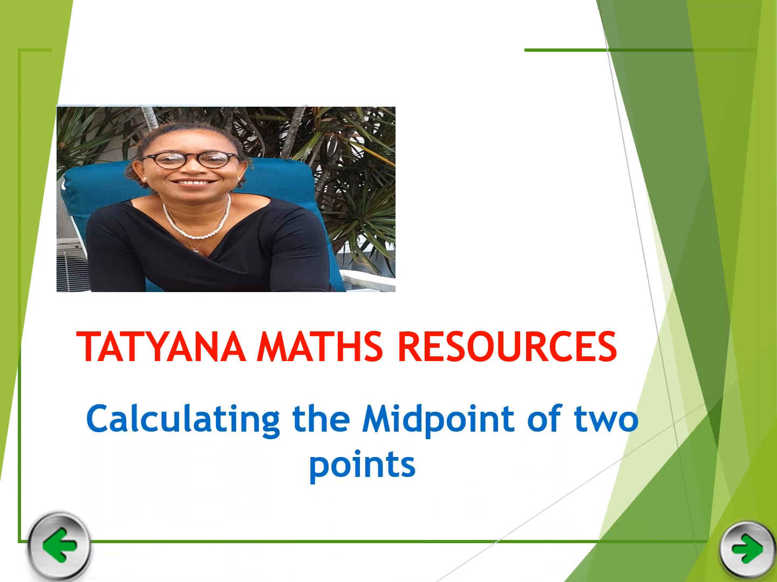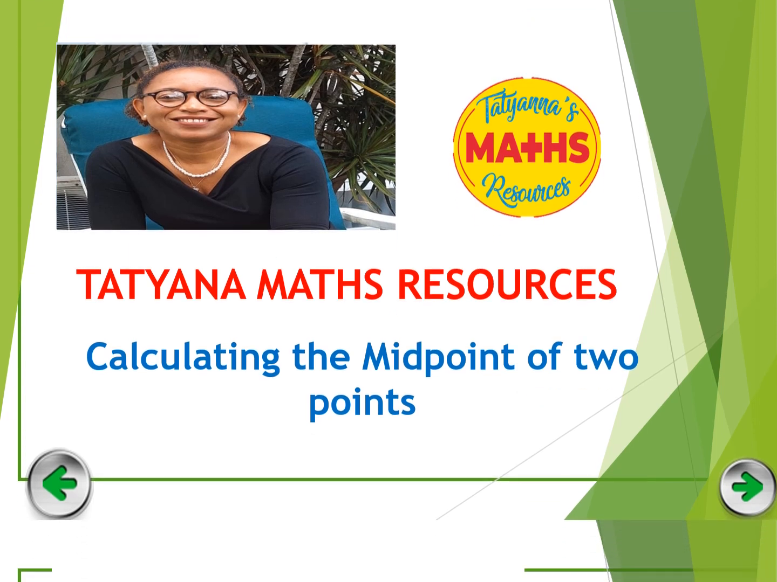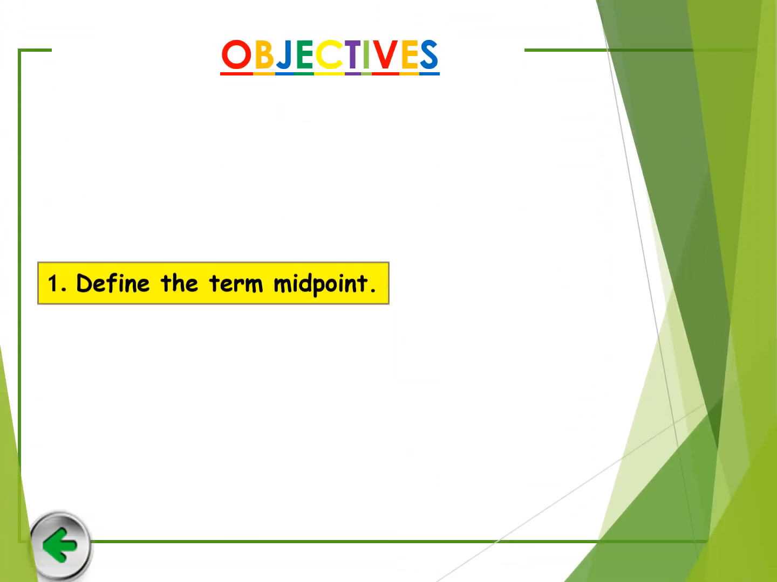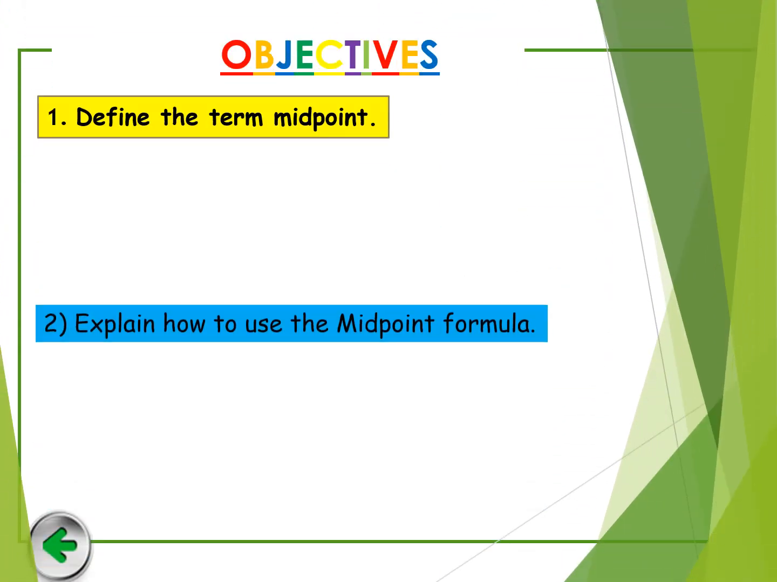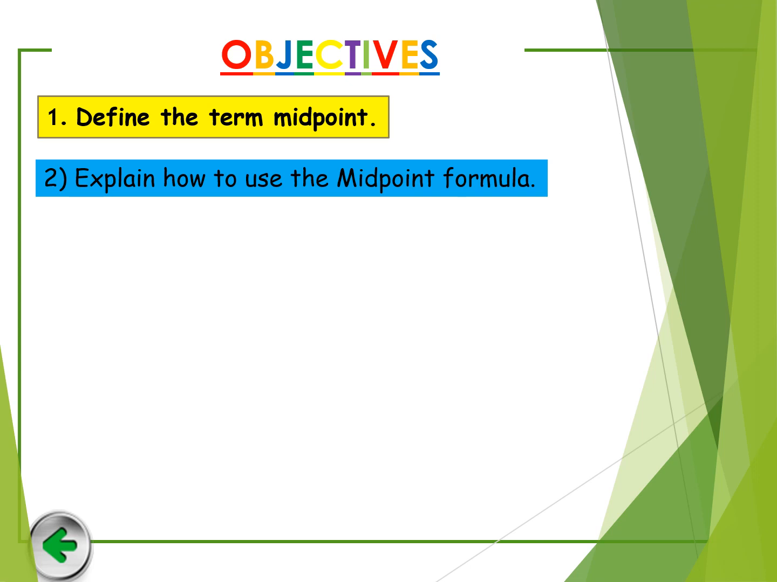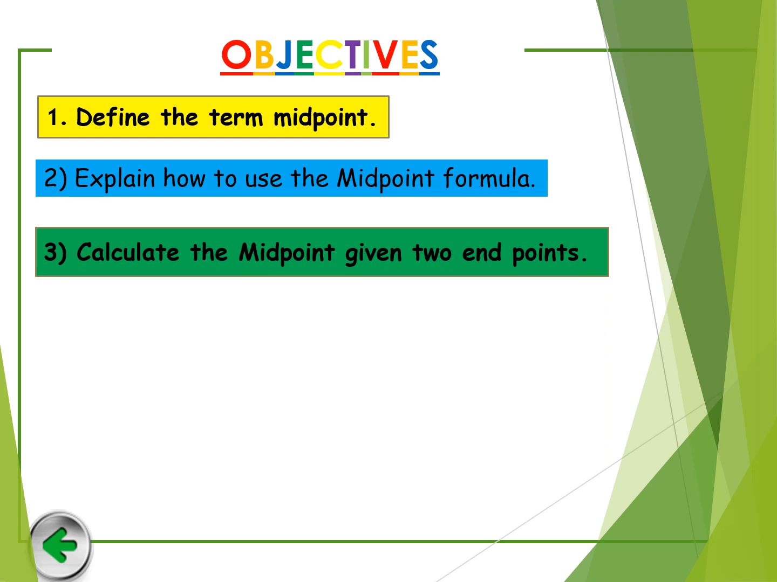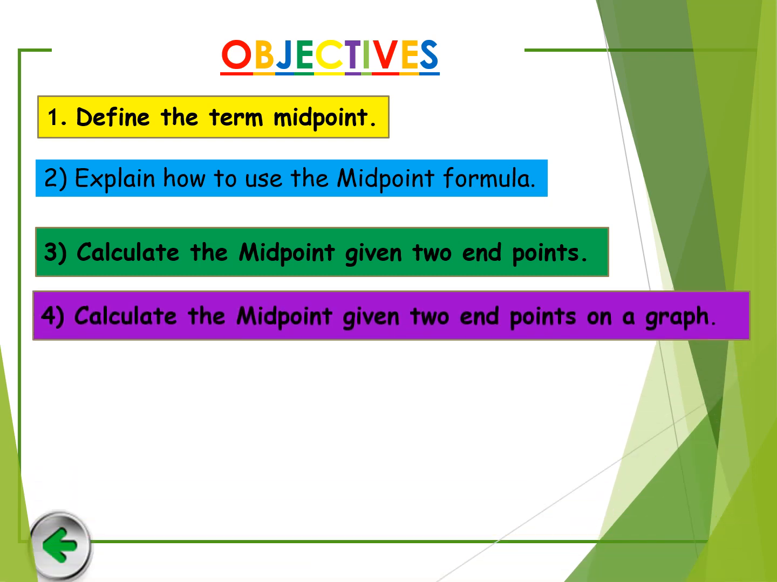We're going to be looking at calculating the midpoint of two endpoints. Objectives are: 1, define the term midpoint. Then 2, we're going to explain how to use the formula to calculate the midpoint. And then 3, we're going to be calculating the midpoint given two endpoints. And then we're going to have points on a graph, and we're going to actually work out the coordinates for each of these endpoints and then calculate the midpoint.